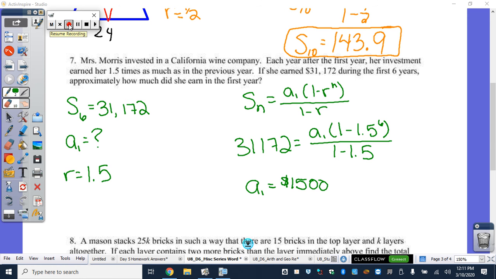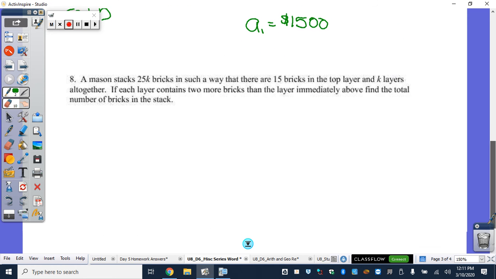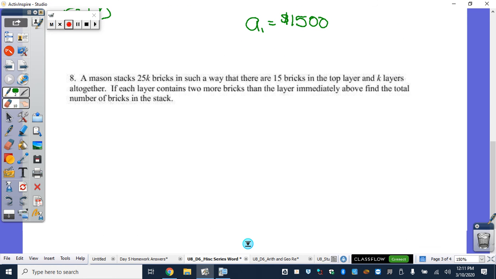Alright, let's take a look at number 8 here. We have a mason who stacks 25K bricks in such a way that there are 15 bricks in the top layer and K layers all together. If each layer contains 2 more bricks than the layer immediately above, find the total number of bricks in the stack.